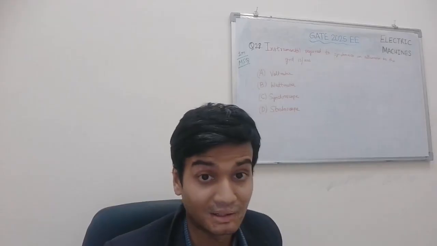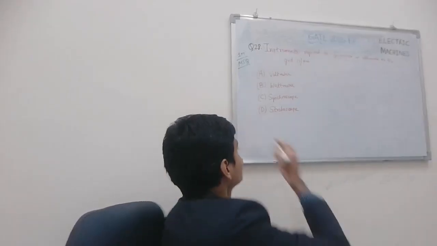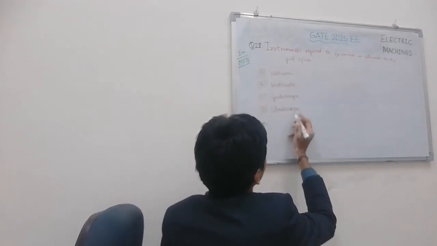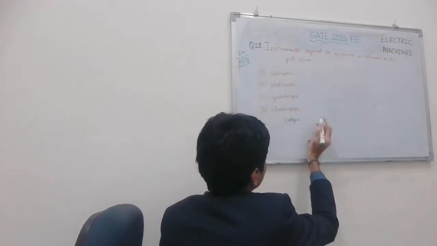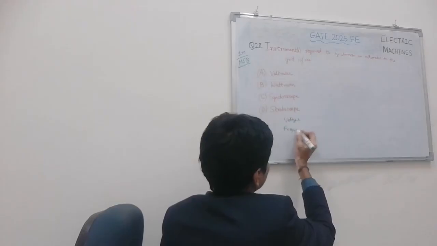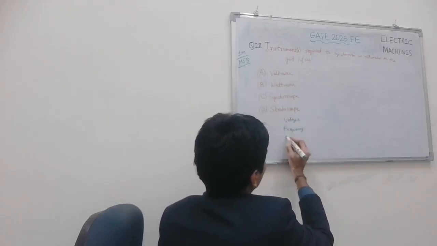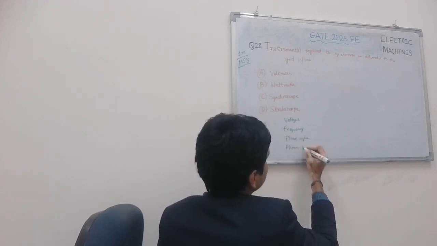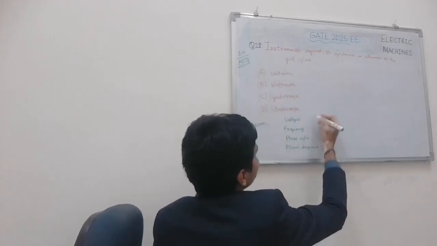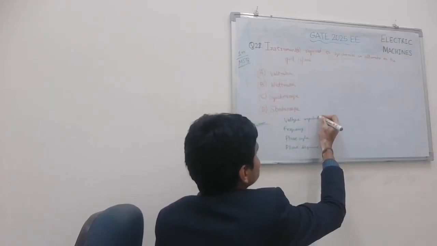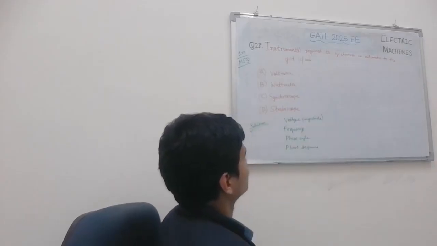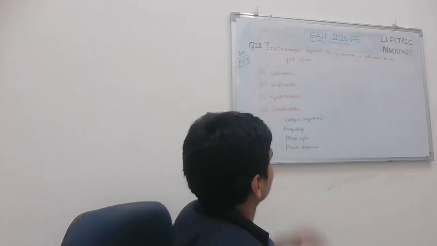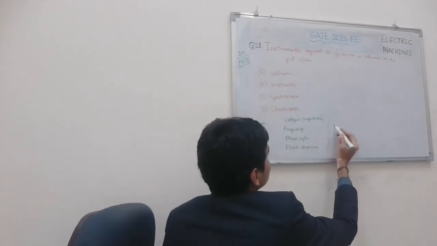We all know that to synchronize an alternator to the grid, the parameter we take is the voltage. And other things are taken from the voltage.